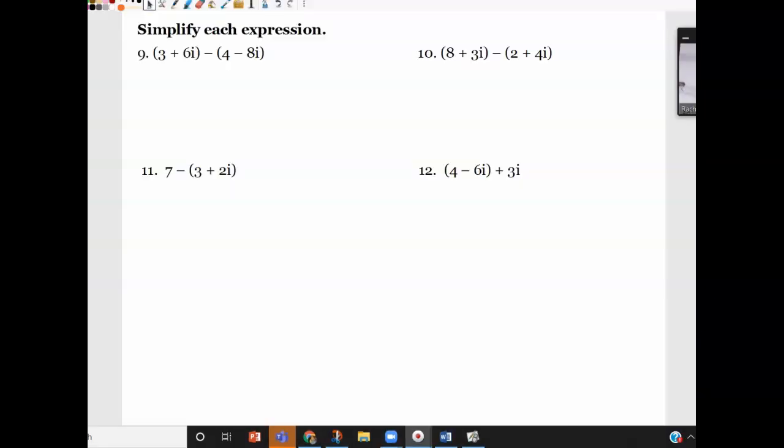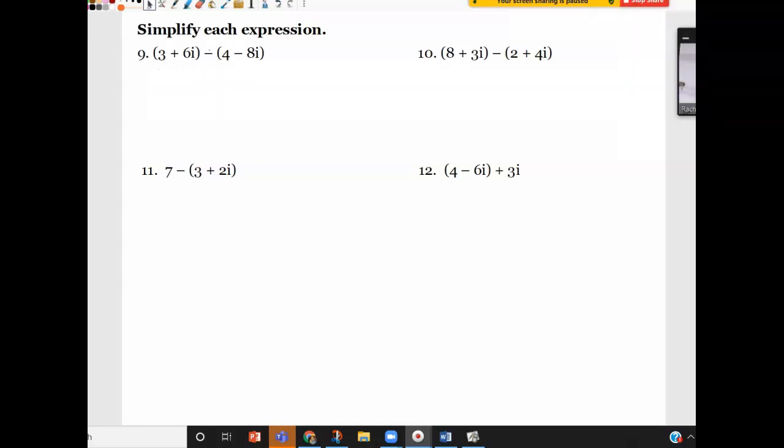I's get combined with i's. X's, just like x's, combined with x's. So you add the coefficients and combine them. The power of the variable will not change. So in number 9, we would distribute our negative. So you would have 3 plus 6i minus 4 plus 8i. Then you would combine your 3 and your 4 to get negative 1, and your 8 and 6 to get 14i.